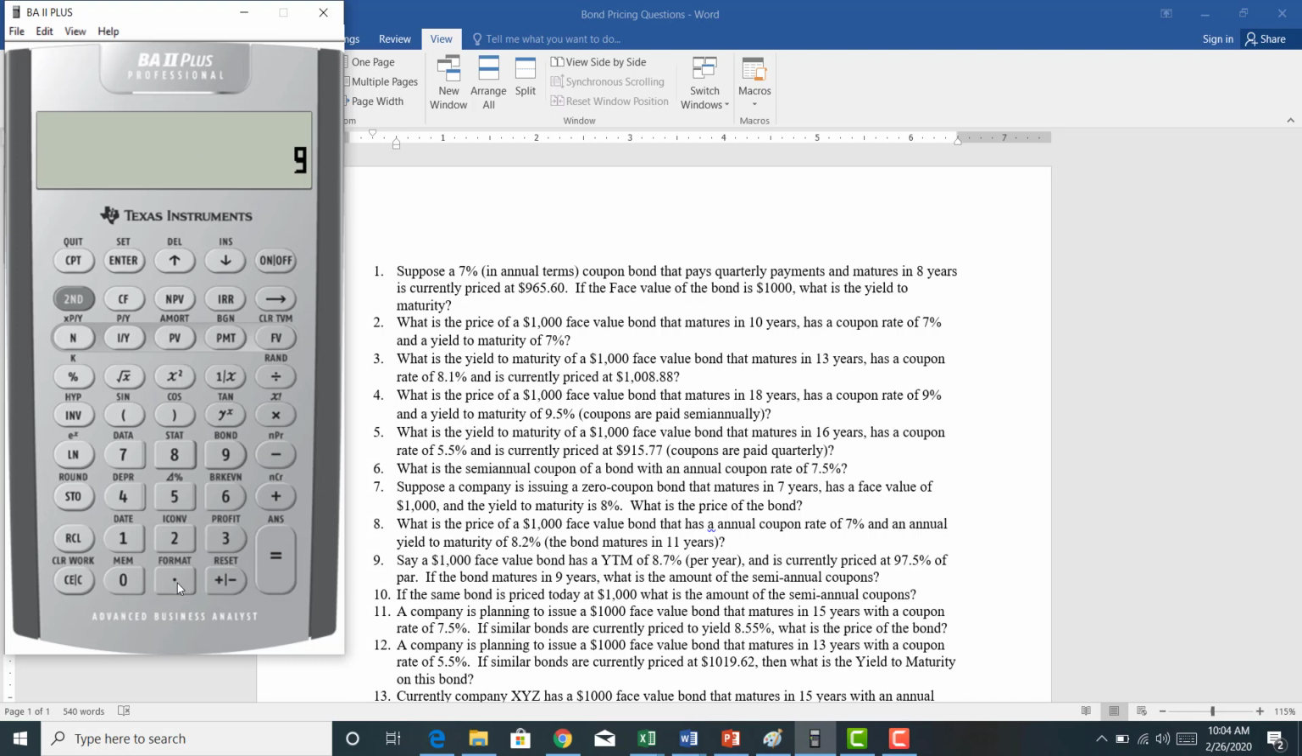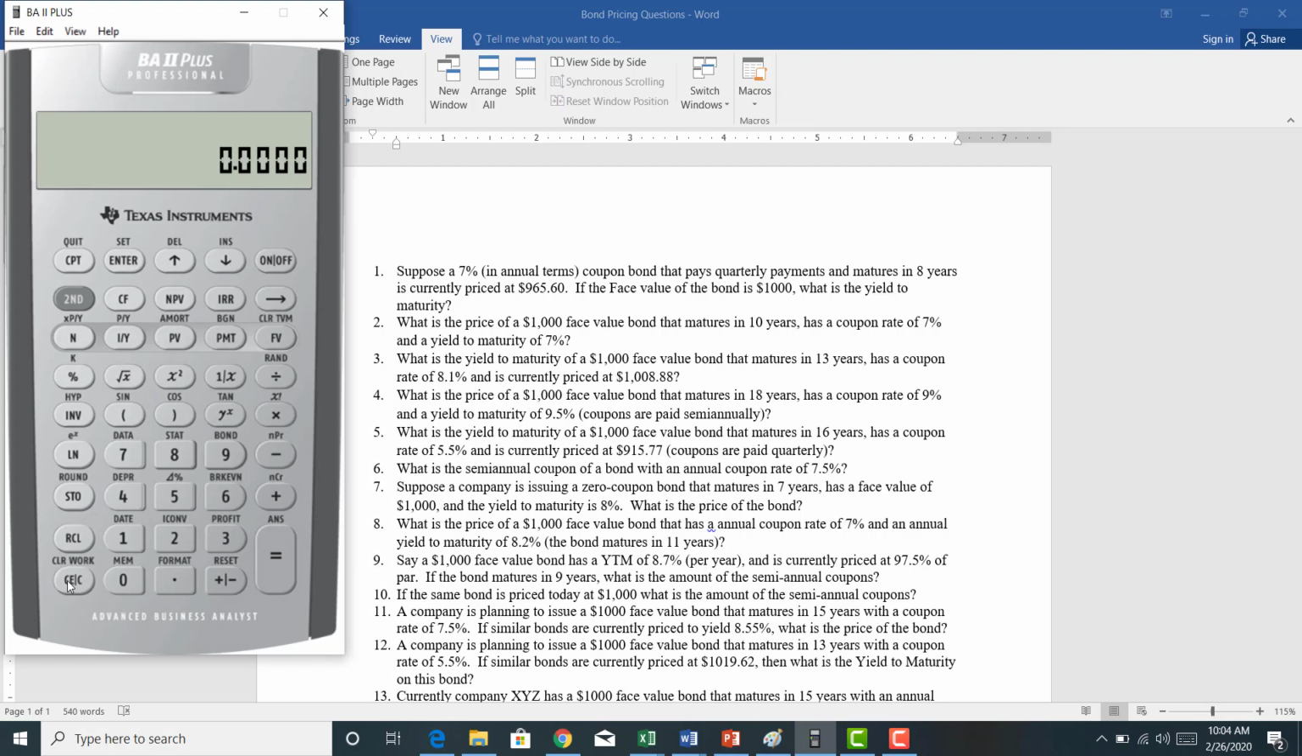The yield to maturity is 9.5%. That's in annual terms, so I'm going to have to divide that by 2 as well. And I get a semi-annual yield to maturity of 4.75%. And the bond matures in 18 years. I times that by 2, and I get 36 semi-annual periods until maturity. I'm going to compute the present value, or the price of the bond, and I get 957.27. That makes intuitive sense. The yield to maturity is slightly higher than the coupon rate. That means this bond will be priced at a discount.